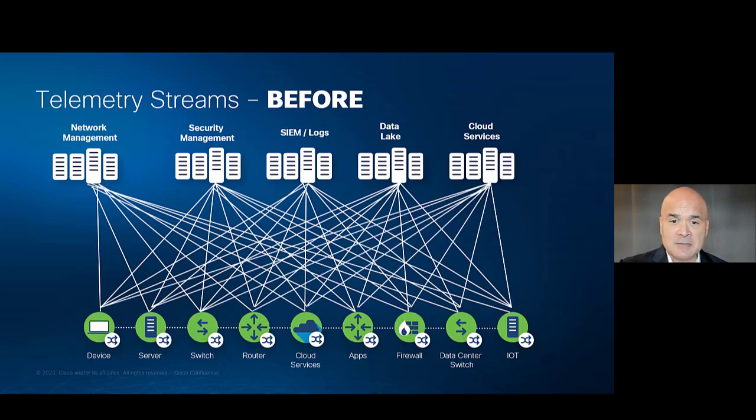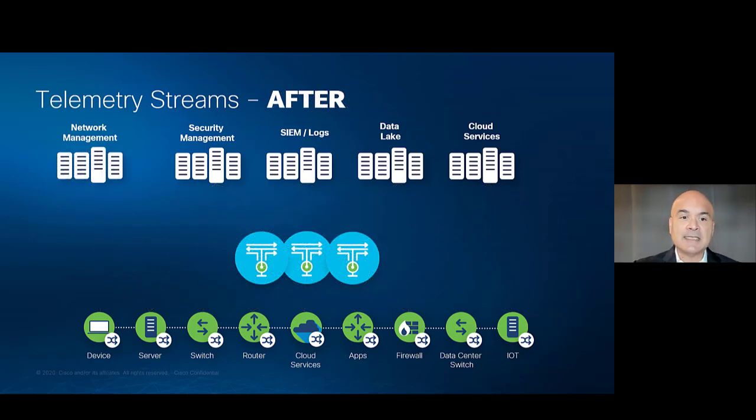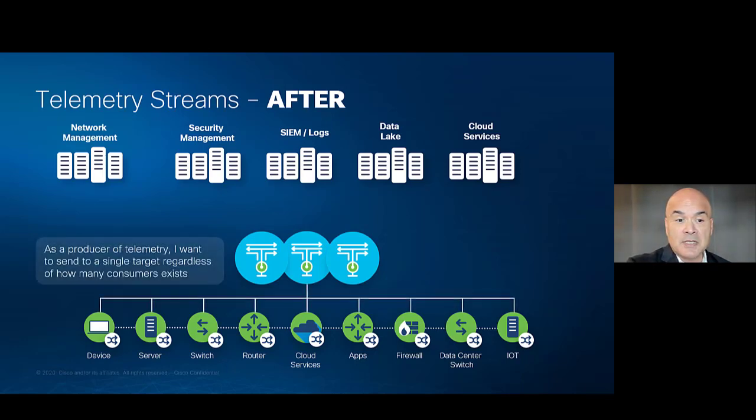The one that is probably the most popular is all the SaaS services that can offer you some great analytical outcomes, but you just have to get the telemetry over there for that outcome to happen. So this is what the diagram looks like after. You have a distributed architecture in the middle. That is the Cisco Telemetry Broker.